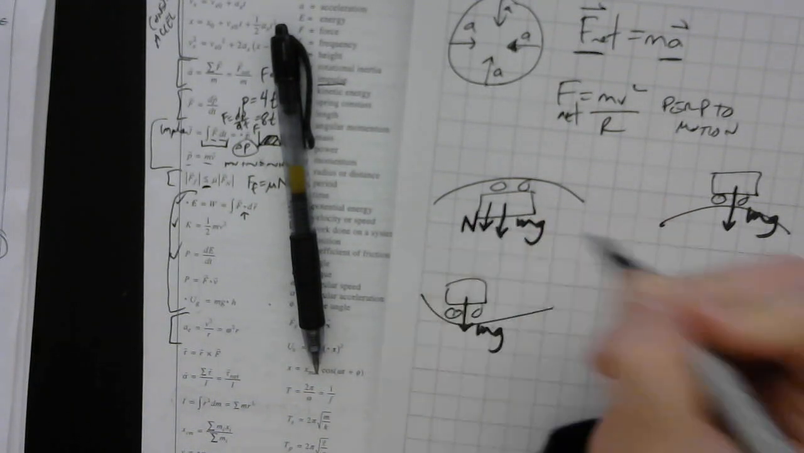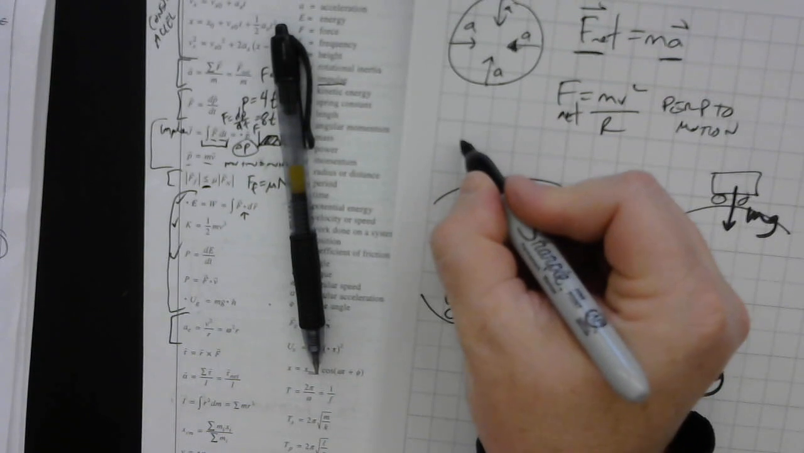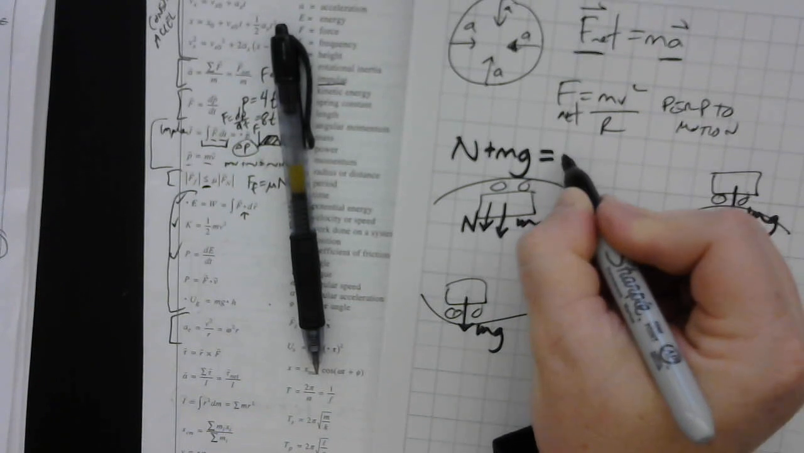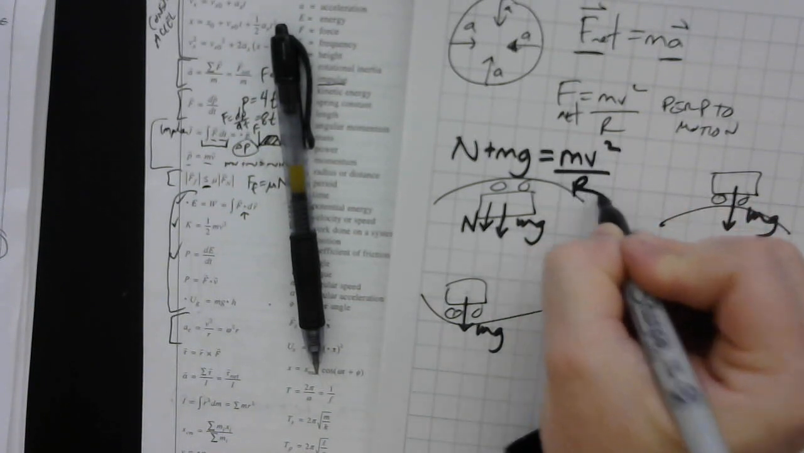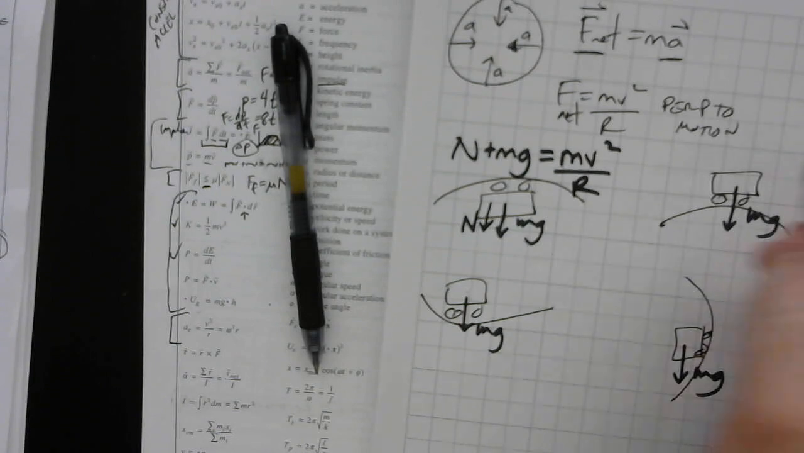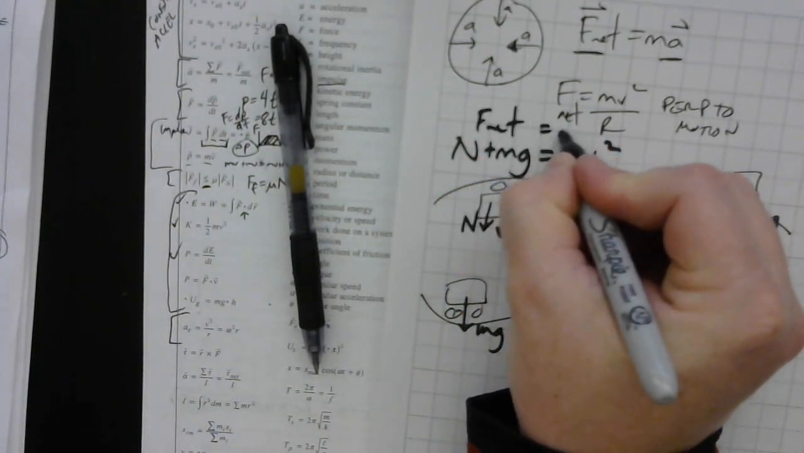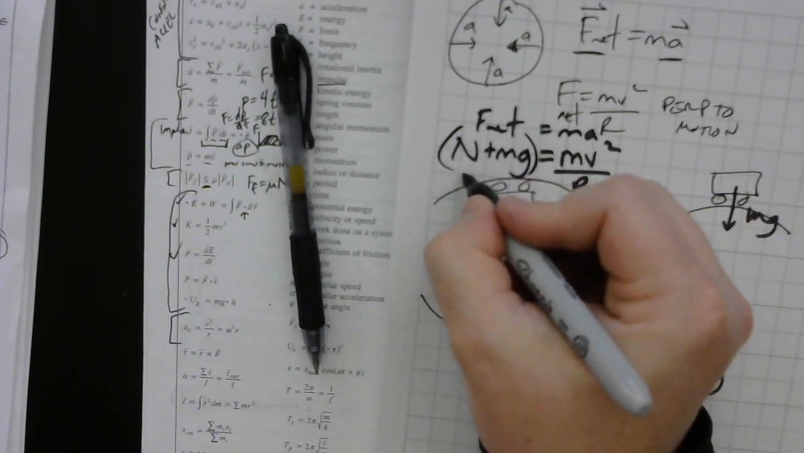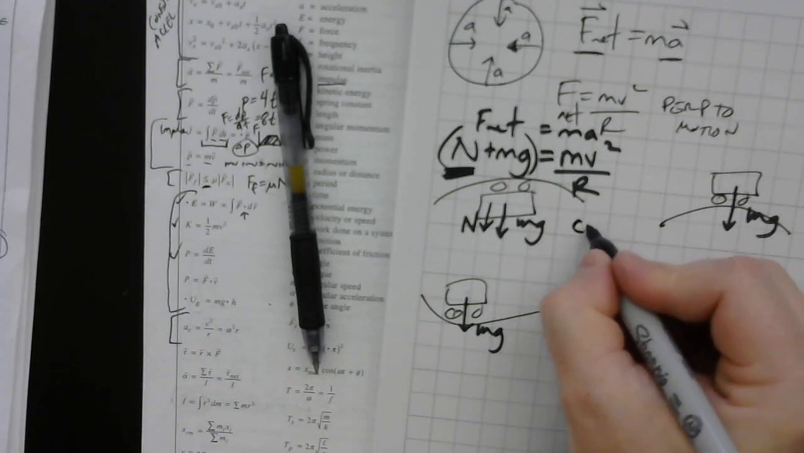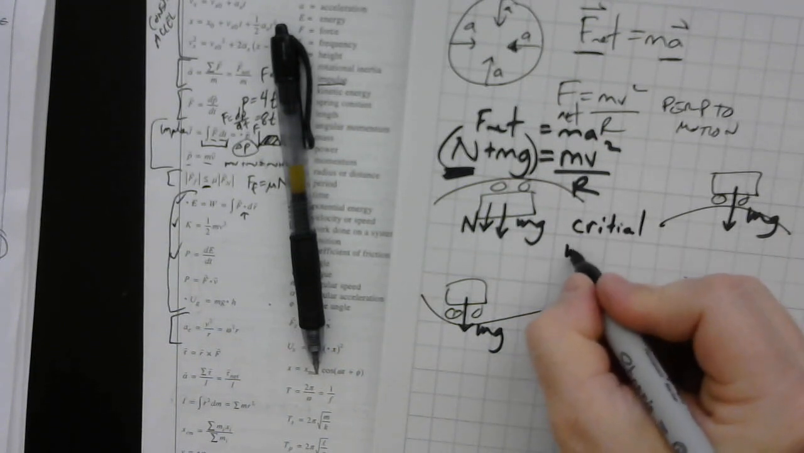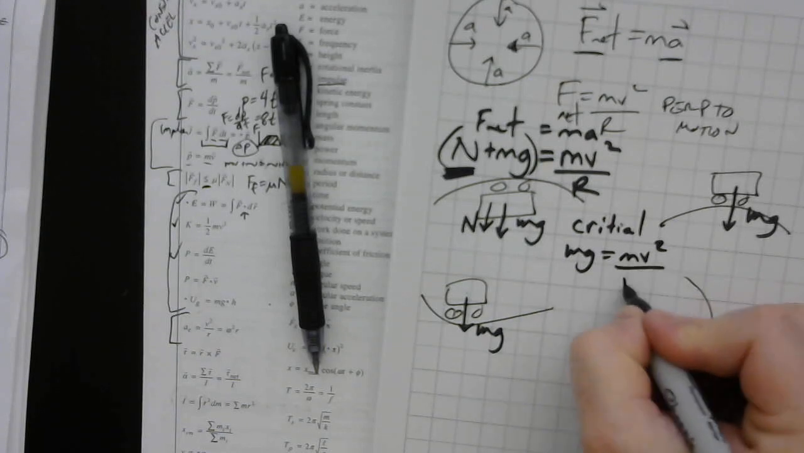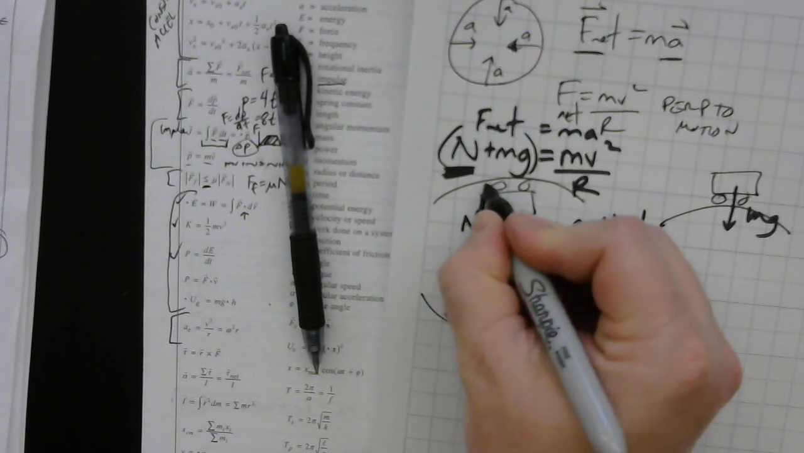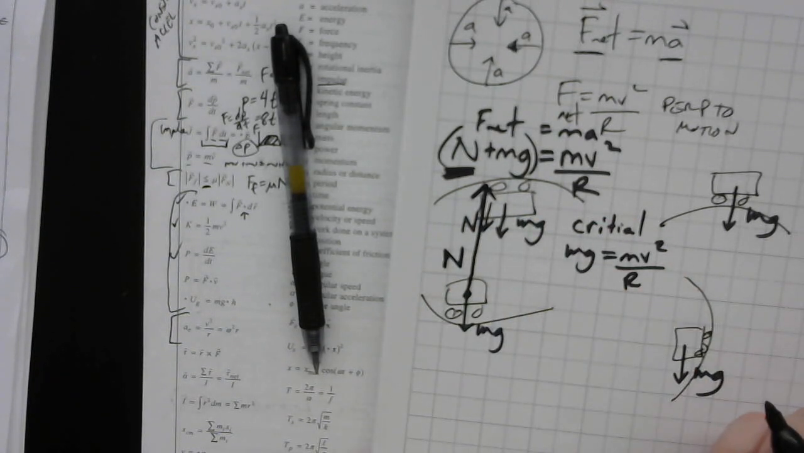Let's do this top one here. My normal force would also be down. So if I wrote an F net statement, I would say normal plus mg, that's my F net, equals ma, mv squared over r. Because this is F net equals ma. Okay, so this is my F net statement. Now watch, if I go slower, my normal force gets smaller and smaller and smaller. So I have a critical speed, and that critical speed is when mg equals mv squared over r.